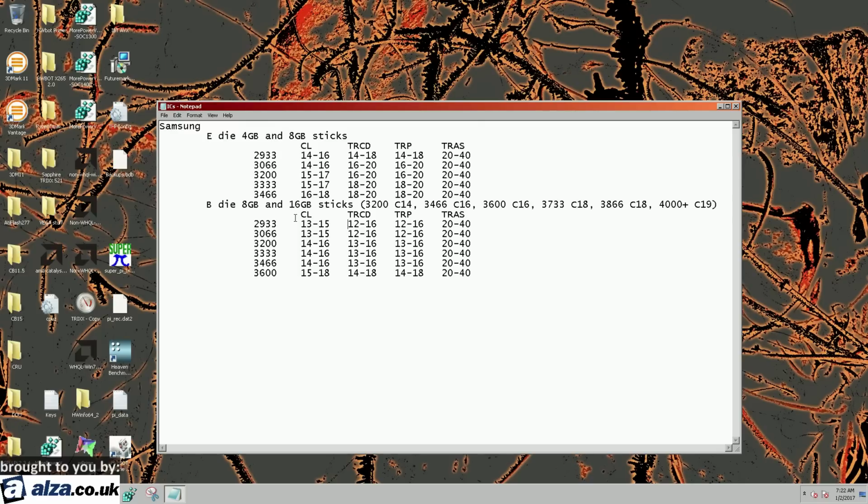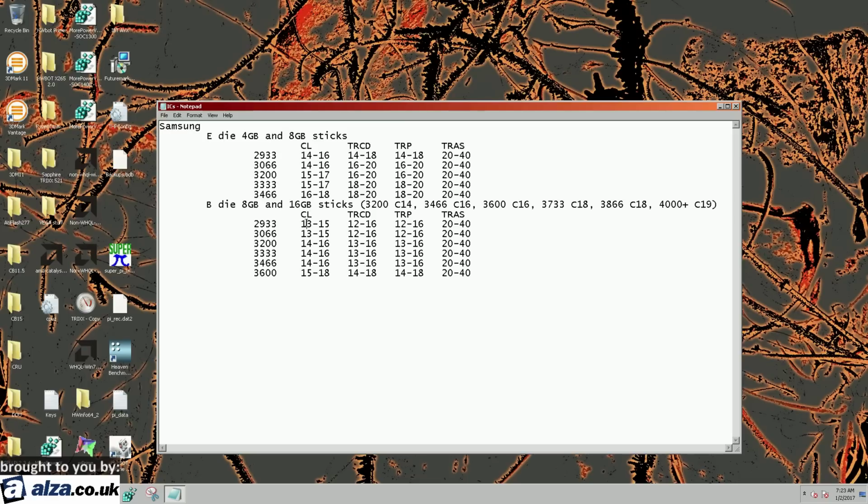So at 2933, you could run things as aggressive as 13, 12, 12, 12, maybe 28 for tRAS. The tRAS, again, you can get it pretty damn low. I saw somebody who managed to get a tRAS of 22 working through intense memory stress testing. So yeah, tRAS has a massive range, and on B-die you can work it way down.